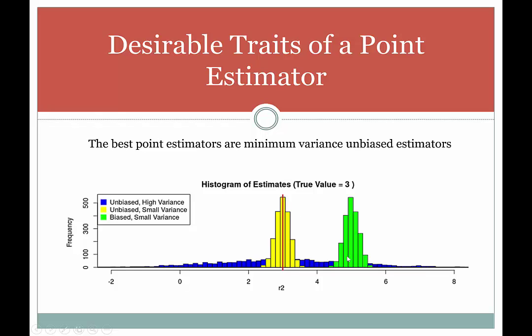So between these three, we're going to discard the green estimator because it's biased. We want unbiased estimators, estimators that surround the target parameter. So we have the yellow one and the blue one that do that. But of course, the yellow one has a much smaller variance, or standard deviation, or standard error, so it's more clustered around the target, and that means that's the one we want most.